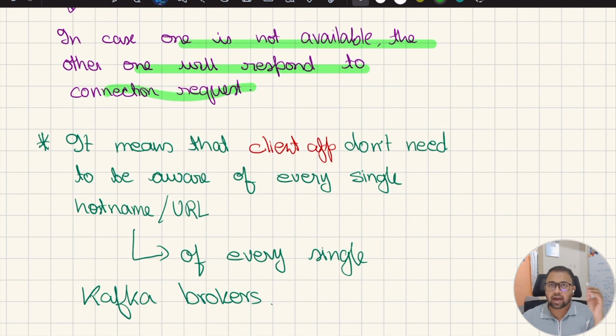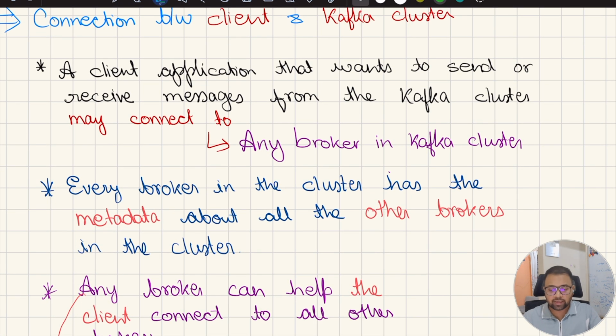It means that Kafka client does not need to be aware of every single hostname or URL. Perfect. Well and good. So same thing I have written it here. Let's try to recap from here.